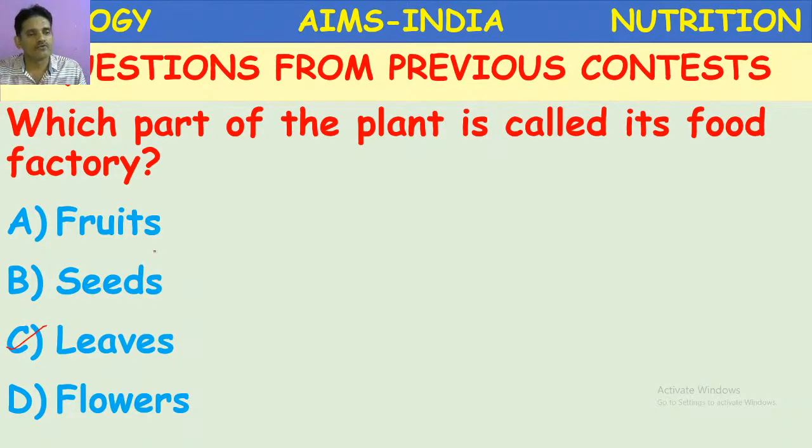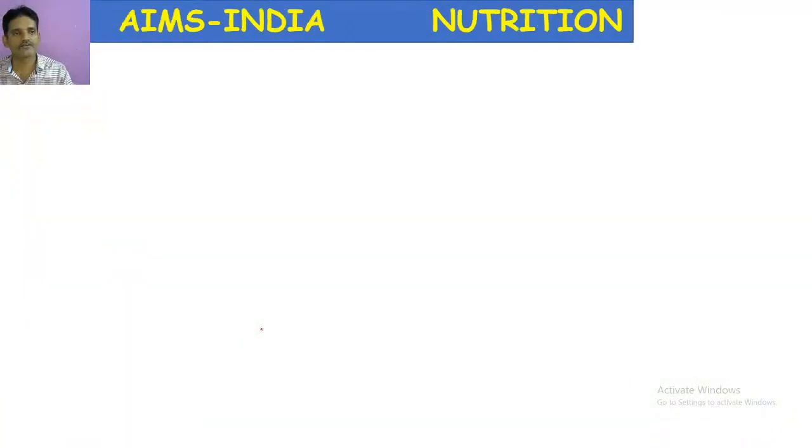Fruits, seeds and flowers are allotted different functions. The function of photosynthesis, food synthesis, is carried out by leaves. So they are called food factories.